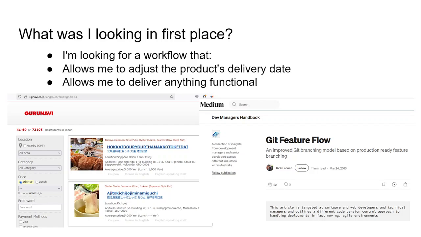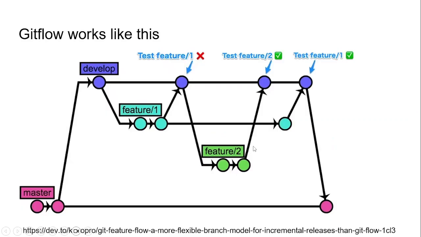So looking into that, I found two interesting cases. One is from Gurunavi, a Japanese company that has a website you use to search for restaurants, and for places for banquets or wedding parties, etc. They used Git Feature Flow. There was also an article on Medium where I found a reference to a digital agency in Australia that used Git Feature Flow. So let's explain what Git Feature Flow is.